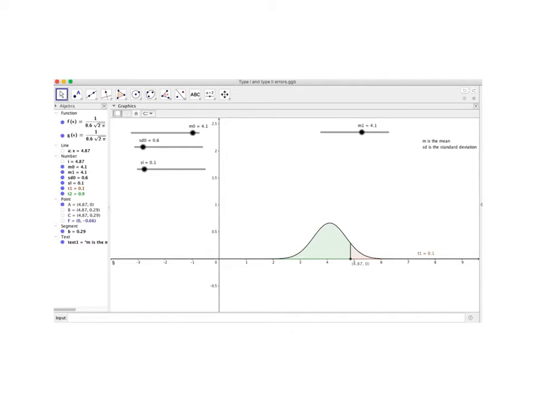Now, the point here splits the area into an acceptance region, where we accept H0, and the rejection region. This is the area where I reject H0. And this one is at a 10% significance level.